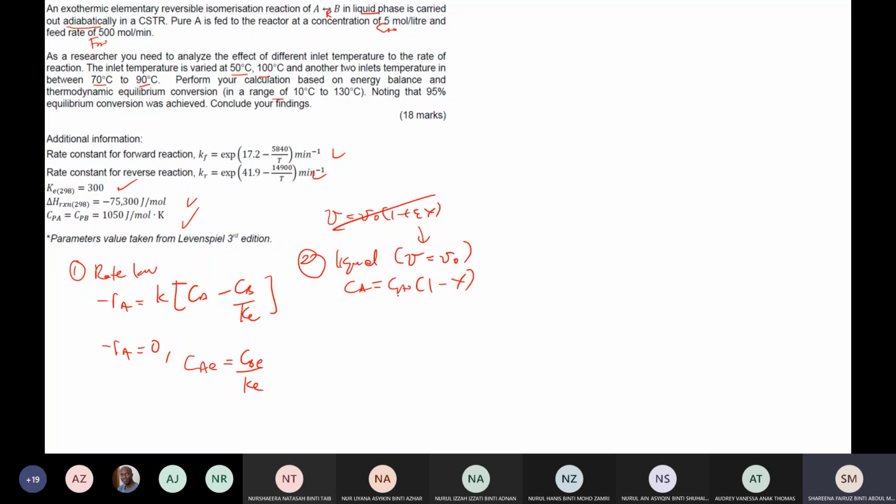Okay, and then we have CB is equal to CA naught X, sebab dia adalah produk. Okay, so you kena rearrangekan dia, alright, masukkan balik dekat sini sebabnya kita nak dapat in term of XE. Remember, I cakap dulu the ultimate goal actually is to get the XE with respect to KE. Okay, so that when you vary KE, you get a variation value of the XE.